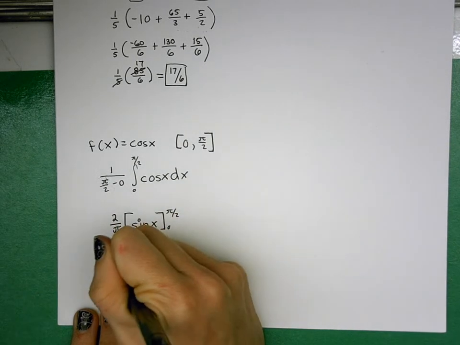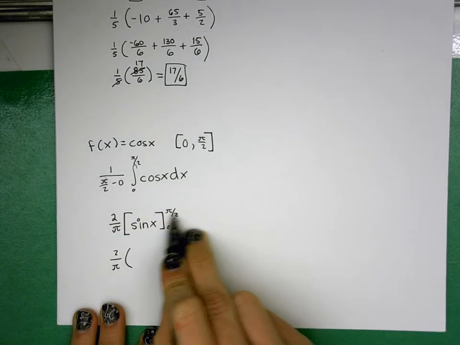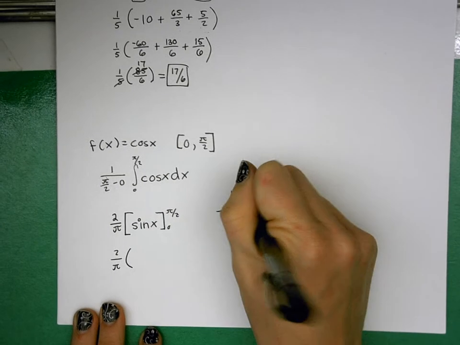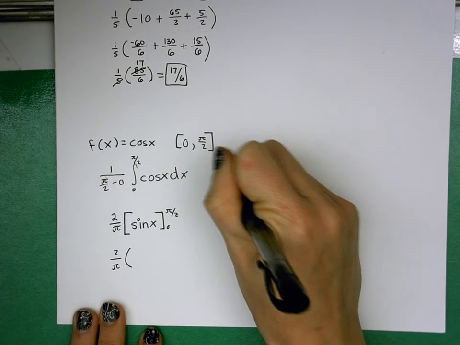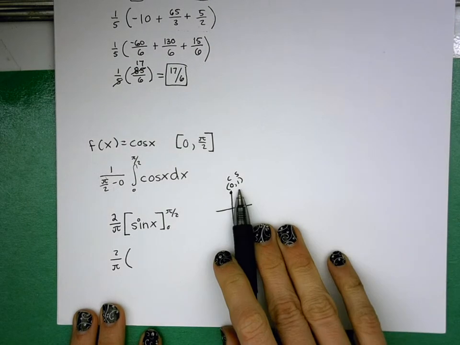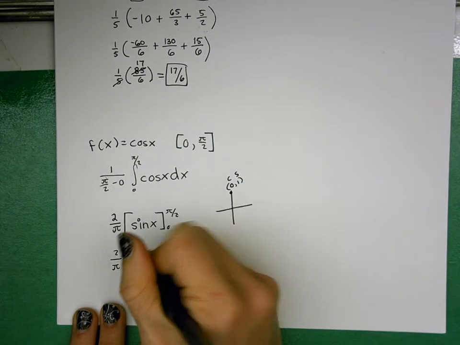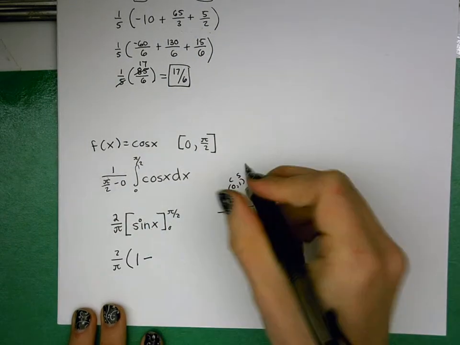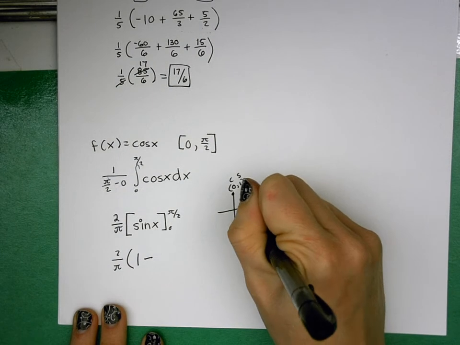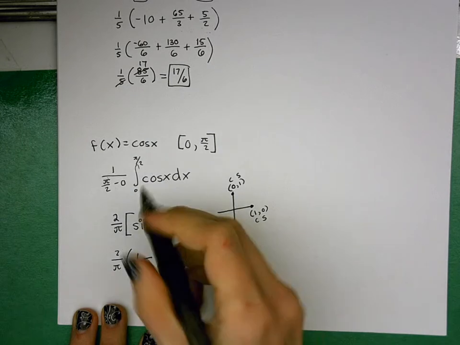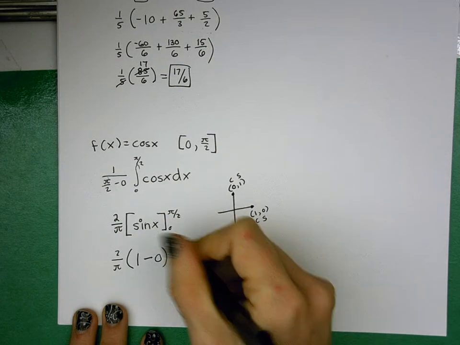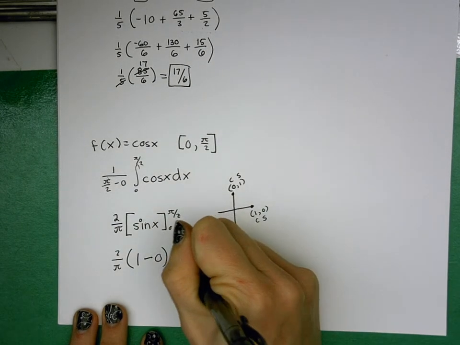Okay, and then we have, plug in the upper. Sine of pi over 2, when you think of your unit circle, this is pi over 2, which is at the point 0, 1, cosine sine. So sine of pi over 2 is 1. Minus my sine of 0. 0 on the unit circle is out here, which is at 1, 0, cosine sine. And so my sine of 0 is 0. So 2 over pi times 1 is 2 over pi.